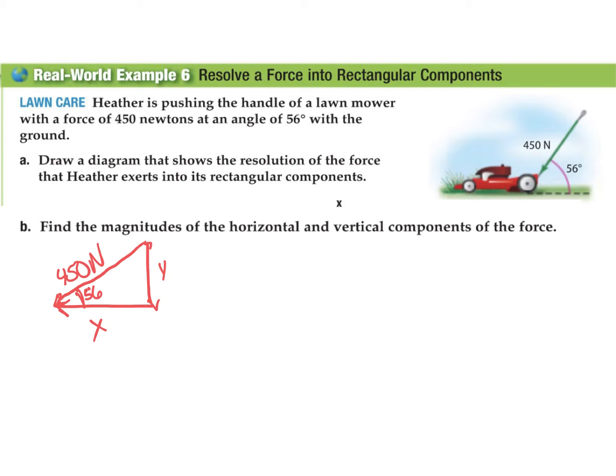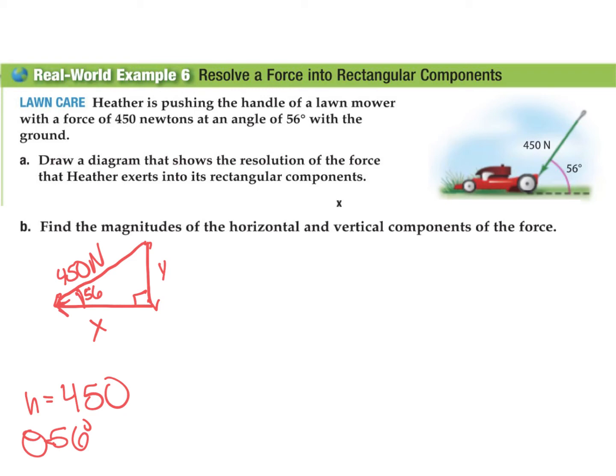Okay, so we want to go ahead and solve them. If this is a right angle, we can use our basic trig functions. We know the hypotenuse. The hypotenuse in our case is 450, and our theta is 56 degrees. So we can go ahead and use sine and cosine to solve for our x and y vectors.